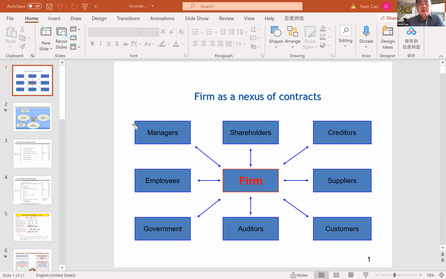So let's see. This is the firm. The firm provides a lot of information, and these are the users of the firm information. Basically, what I'm trying to say here is investors can use firm information, managers can use it, creditors can use it, suppliers and customers can all use firm information. For us, most of the time we provide data analytics for investors.